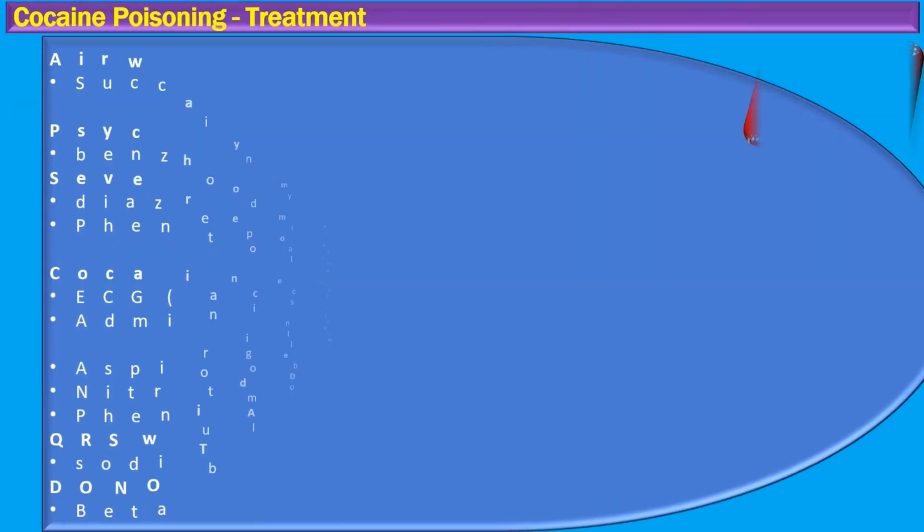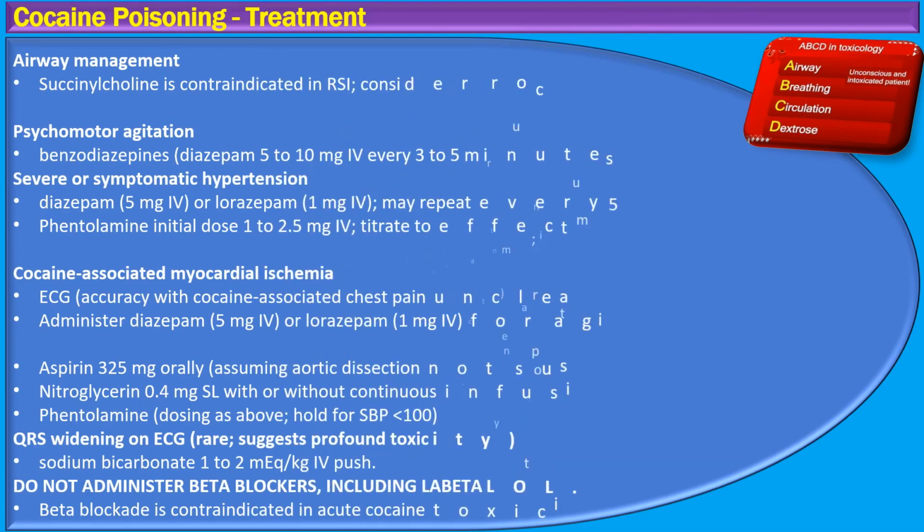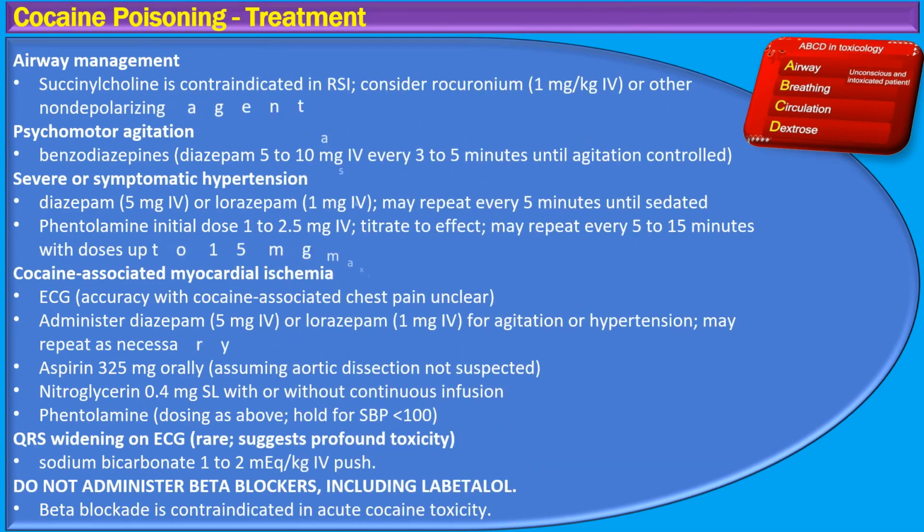The treatment of cocaine toxicity begins with airway management. It's important to note that succinylcholine is relatively contraindicated in rapid-sequence intubation. Instead, consider using rocuronium at a dose of 1 mg per kilogram intravenously, or another non-depolarizing agent as an alternative. Moving on to psychomotor agitation, the administration of benzodiazepines, such as diazepam at a dosage of 5 to 10 mg intravenously every 3 to 5 minutes, is recommended until the agitation is controlled.